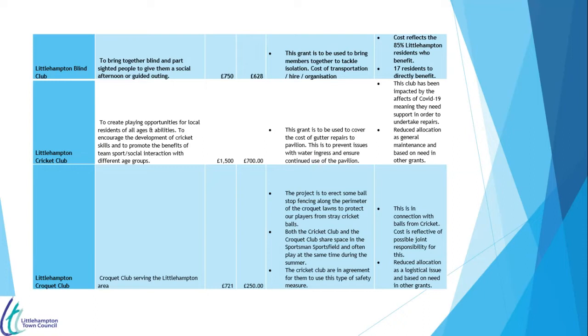Littlehampton Croquet Club. Grant requested £721, grant proposed £250. This project is to erect small ball stop fencing along the perimeter of the croquet lawns to protect our players from stray cricket balls. Both the cricket club and the croquet club share the space in the Sportsman field and often play at the same time during the summer.